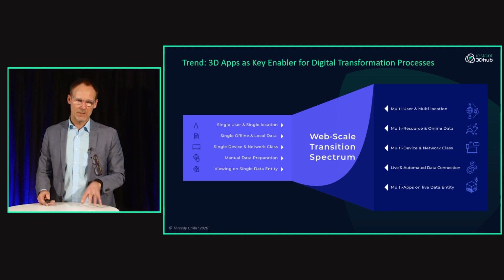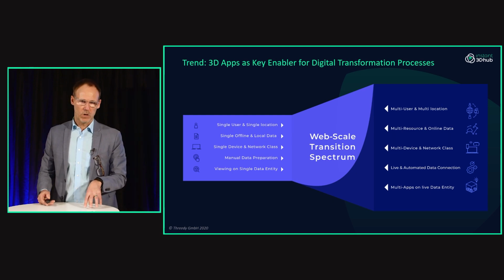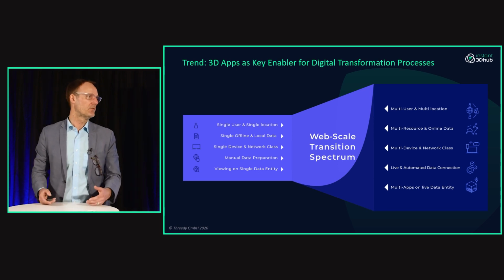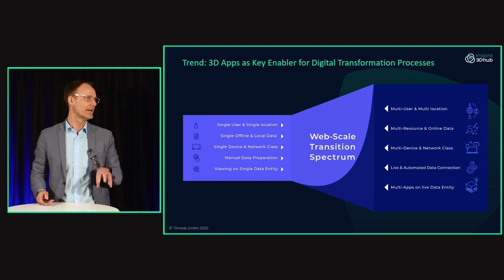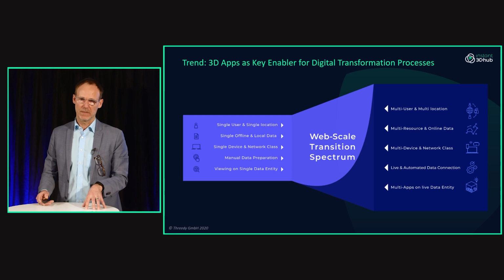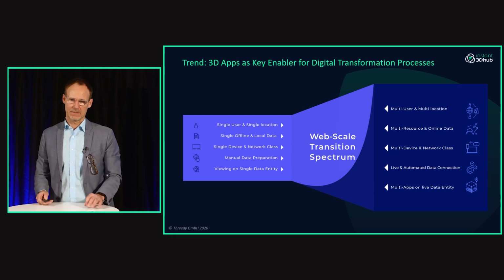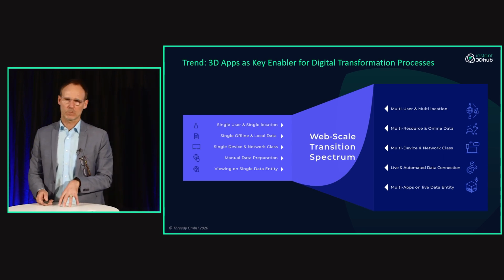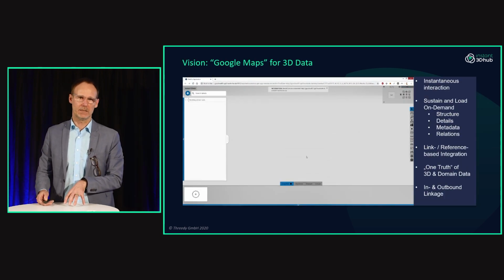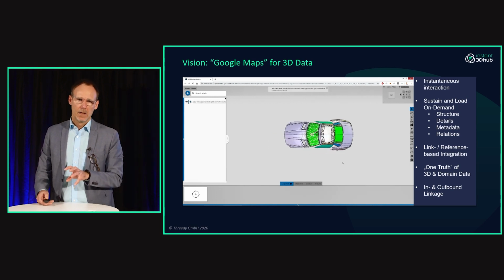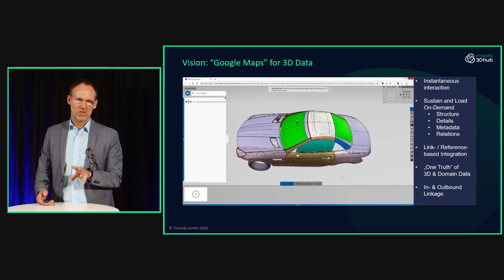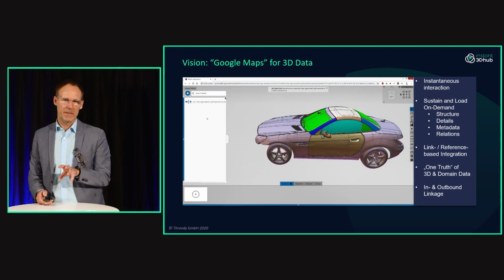And last but not least, what's really important for us is that people move from simple viewing applications, classical systems that they did with JT before, where they just looked at the data, to fully integrated applications where they connect the 3D data with multiple apps to different backend data. And all this together is something that we try to achieve with a single vision and a single platform. A good comparison for this is Google Maps for 3D data.